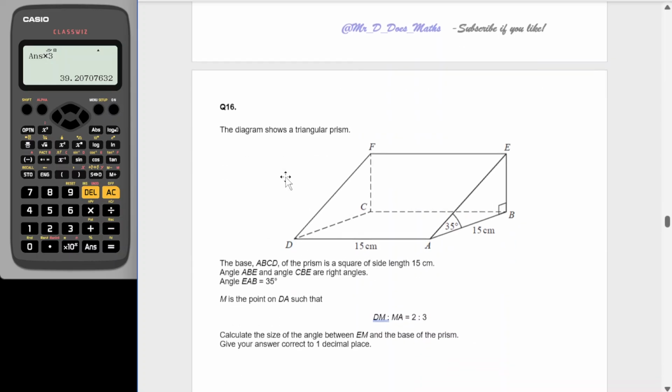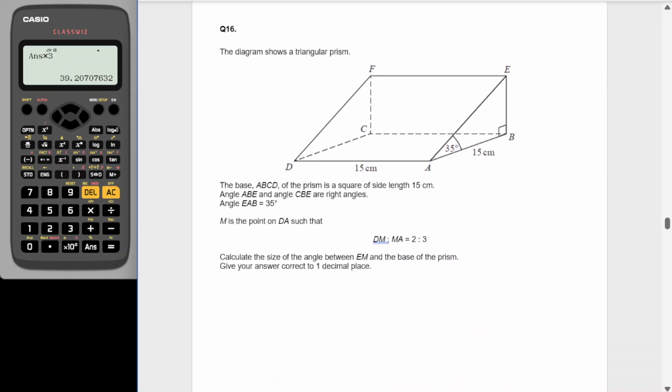Okay, question 16. The diagram shows a triangular prism. The base of the prism is a square of size 15 as shown. We've got right angles here and here, ABE and CBE. So we've got a right angle here and here. Okay.